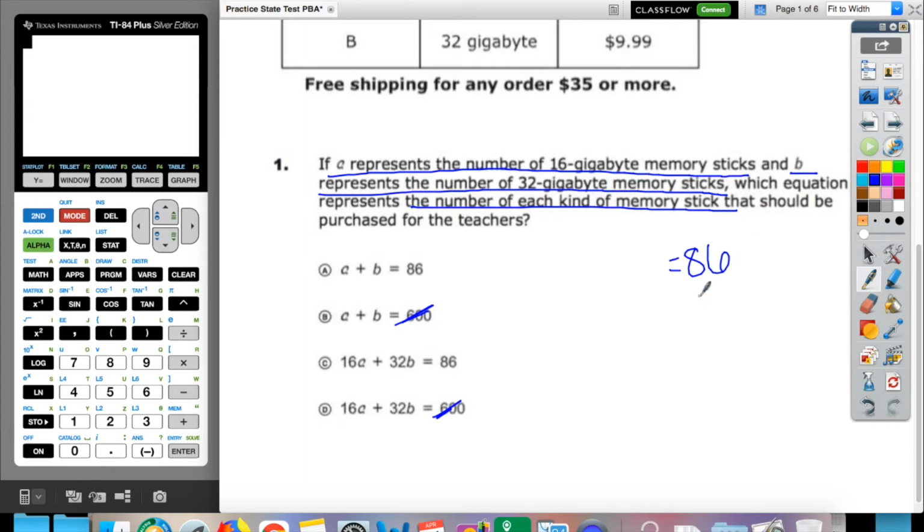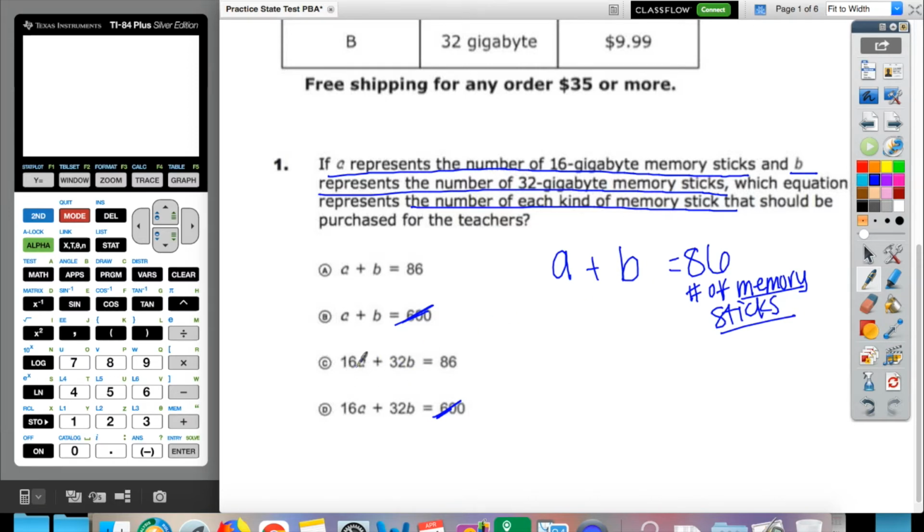And then 86 is the number of memory sticks that we need. So all you're allowed to put in this equation are memory sticks. That is it. You can't put money in there. You can't put gigabytes in there. You can't put anything else but memory sticks. So how many 16 gigabyte memory sticks are we getting? We have no idea. That's what we're trying to solve. So I'm just going to put A for that. How many 32 gigabyte memory sticks are we getting? I have no idea, and we labeled that one as B. And that is all we're going to put.